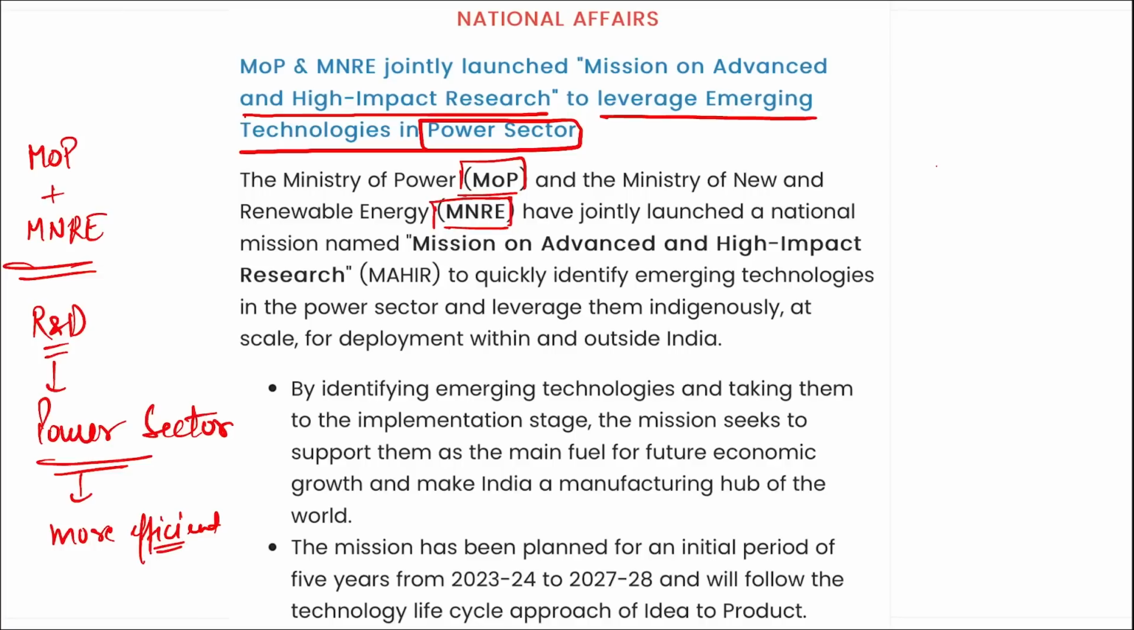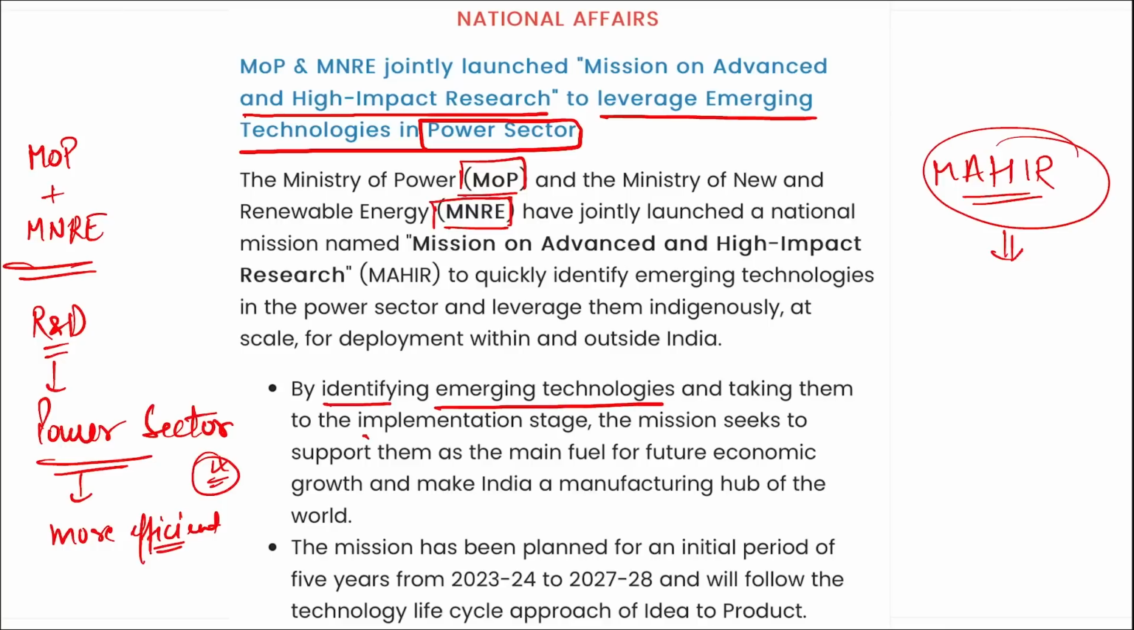Apart from this, remember the name of the mission here was MAHIR. Mahir, directly you can remember. And what does MAHIR stand for? It is your Mission on Advanced and High Impact Research, and it is basically in the power sector, right? By identifying various emerging technologies and taking them to the implementation stage, the mission seeks to support them as the main fuel for future economic growth and make India a manufacturing hub of the world.